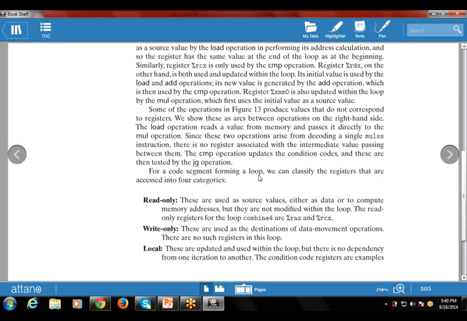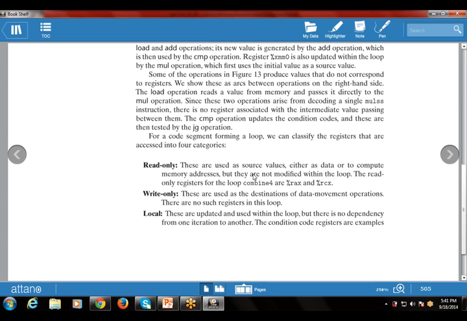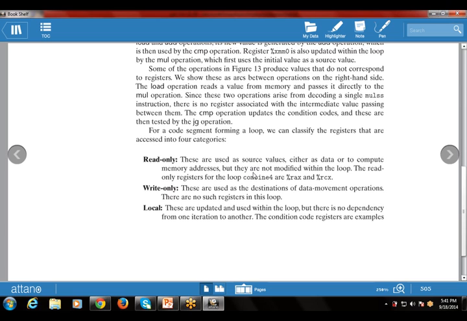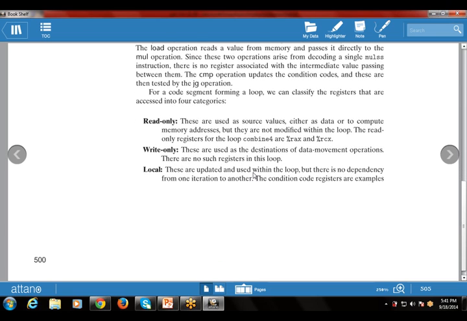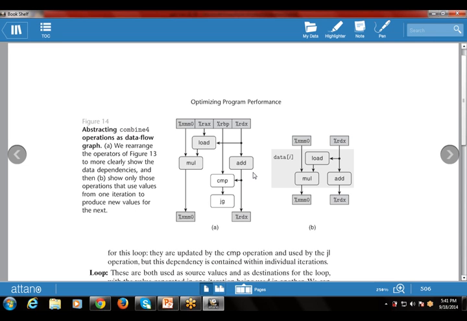For a code segment forming a loop, we can classify the registers that are accessed into 4 categories. There are multiple registers. One is read-only, then write-only, then local. Read-only includes only the read component that cannot be modified. Write-only means we can write the data but we cannot read the data. Local means that it is local to the loop. Suppose I am using a variable within the loop, that is local to the loop.